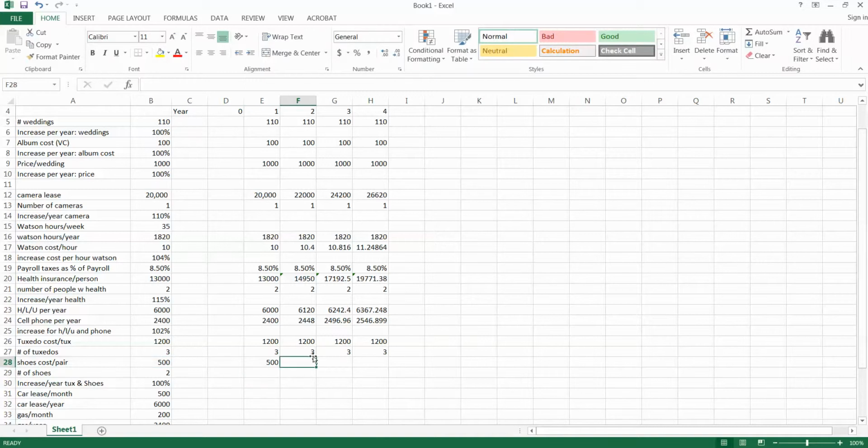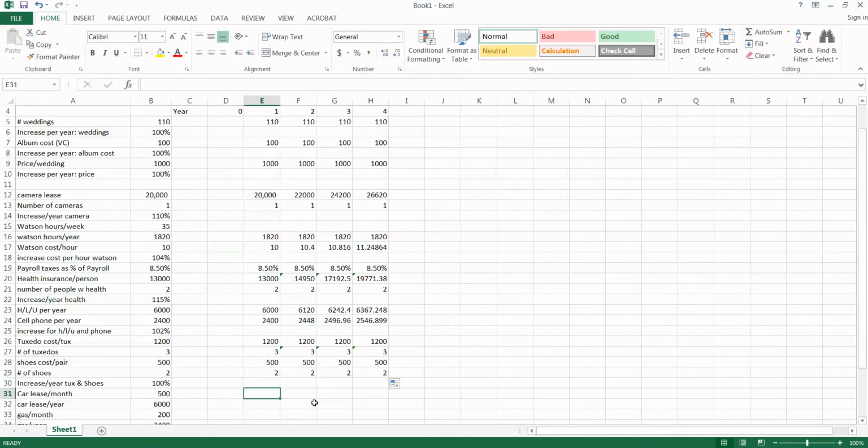Our shoe cost in year 2 is year 1 times our increase per year, which we're going to anchor by highlighting the whole thing, hitting F4, and now we should drag it across, and it should be 500 all the way across. Good. Our number of shoes is 2, and here we're just going to pick up the prior year, and we should be able to carry that across.